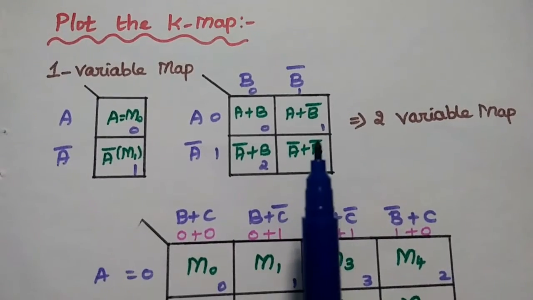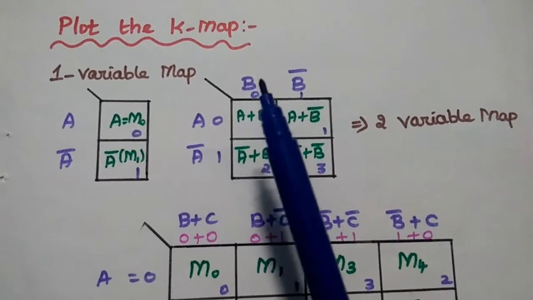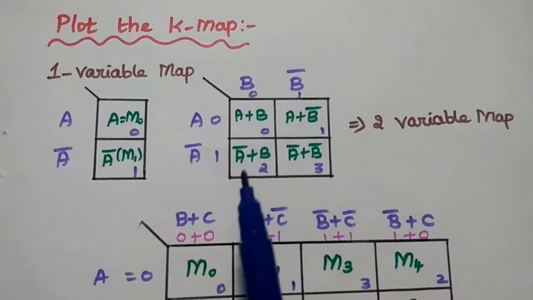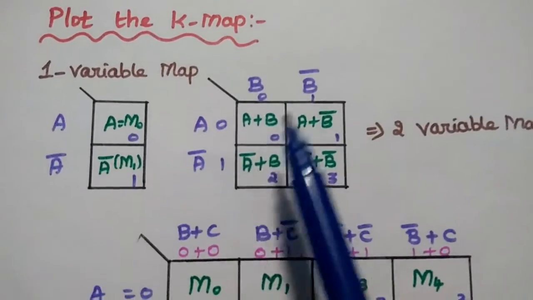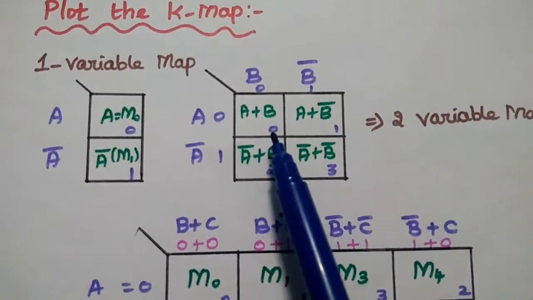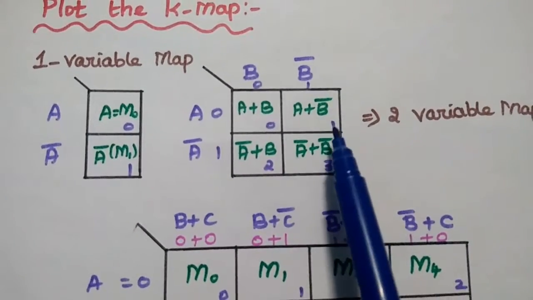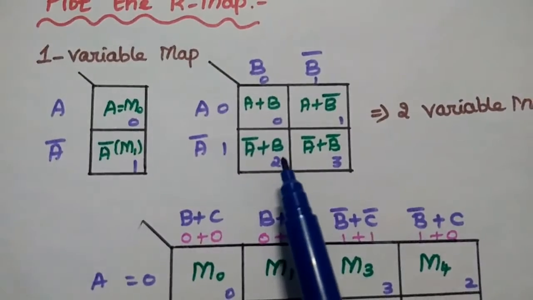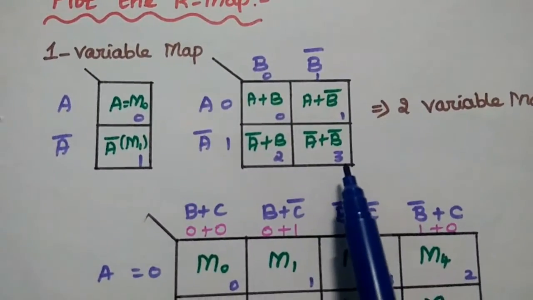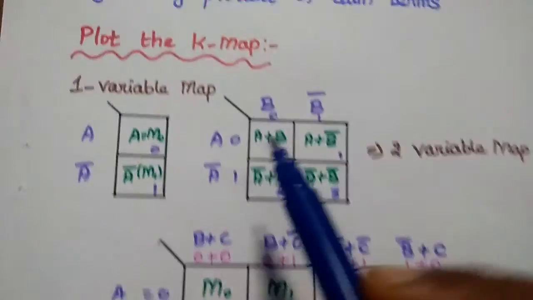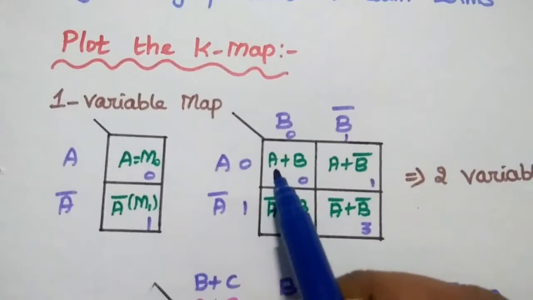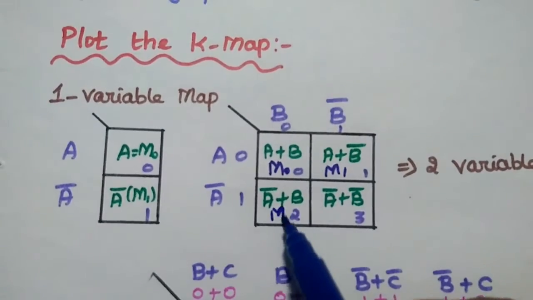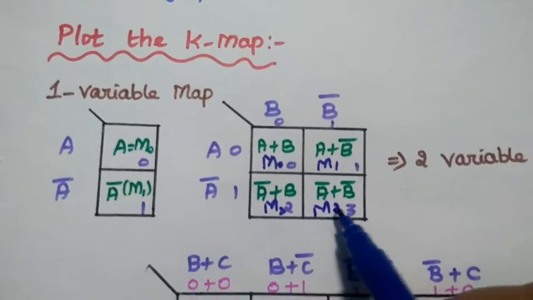This is the K-map for two variables, A, B. A is the row variable, B is the column variable. Here you can represent A plus B as 0. Here 0, 1 is 1, that is A plus B bar is 1. Here A bar plus B is 2, A bar plus B bar, here it is 3. So we can write these as capital M0, M1, M2 and M3.